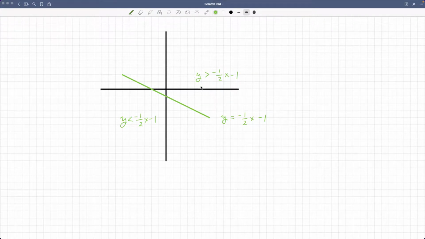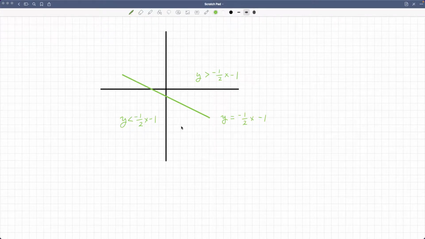That's all the points that, if you subbed them in for y and x, would satisfy and make this a true statement. Then you have the line itself, which is equal to negative 1/2 x minus 1. So this is all the points that if you subbed in for x and y would make this an equal statement, would make the equal part true. And everything below the line, those are all the points that would make the statement y is less than negative 1/2 x minus 1 a true statement. So those are the three sections that you get with a linear inequality.